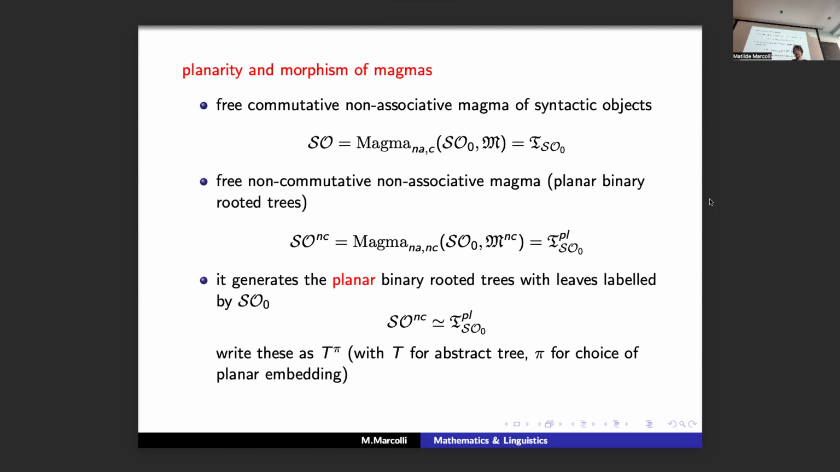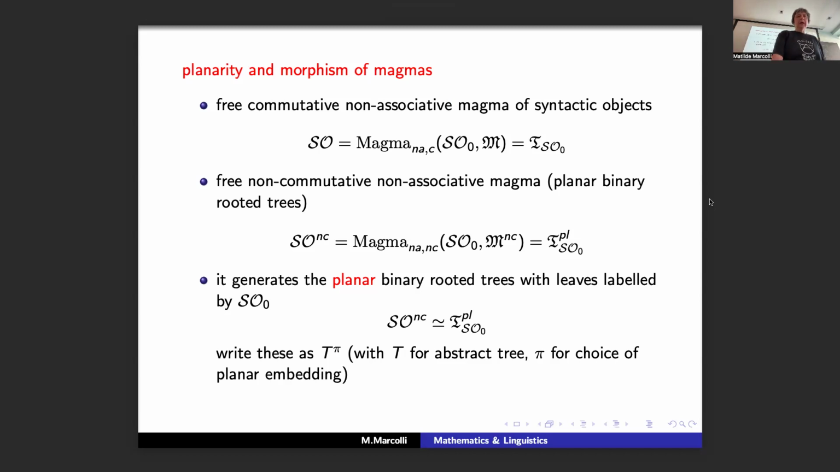We have described the formation of the syntactic objects as the non-associative commutative magma generated by the set of lexical items. Of course, you also have a free non-commutative, non-associative magma where you don't even impose this commutativity relation. In the other one, the only relation is the commutativity of the operation M, which is the non-planarity of trees. But if you don't even require this commutativity, you have this free magma that generates the planar trees. So these are all the planar binary rooted trees with leaves decorated by the same set.